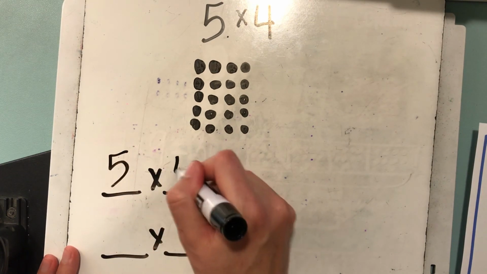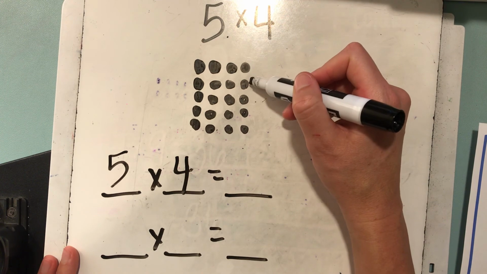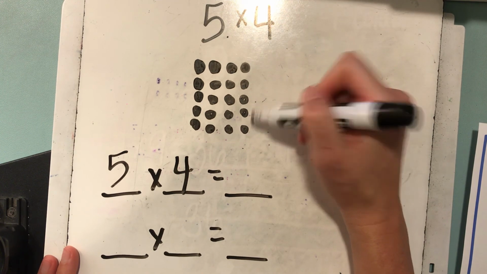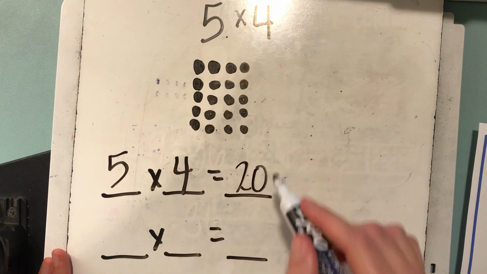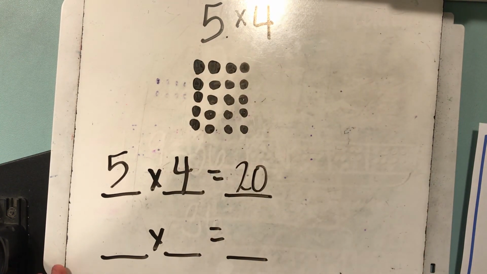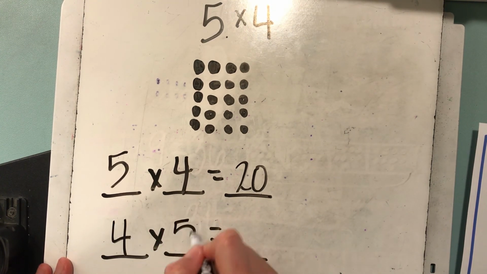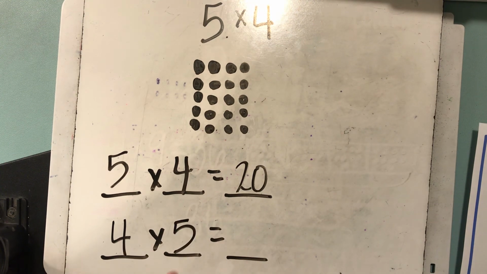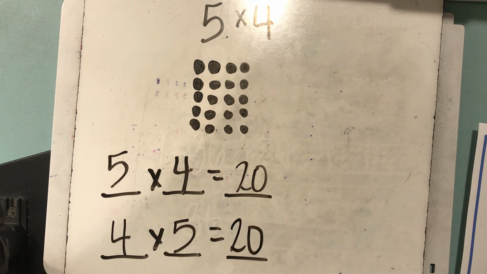5 times 4 equals, let's skip count by 4s. 4, 8, 12, 16, 20. Or you could have counted up all the dots too, right? To help you, just to check to make sure you got it right. And you should have flipped those factors, and your second equation should have been 4 times 5 equals 20. So those are the 2 equations that you should have gotten.